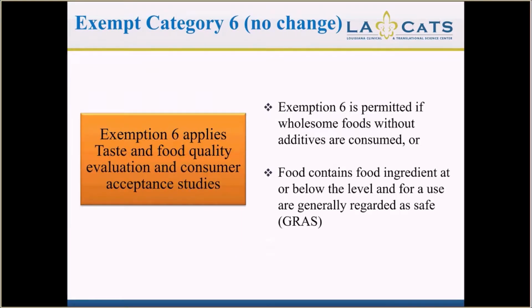Exempt category 6, there's really no change with this category. Category 6 involves taste and food quality studies. It is permitted with wholesome foods without additives when they're consumed, foods that contain food ingredients below the level that is used for generally regarded as safe, so GRAS materials that might not be considered a food, or a food combined with other materials that would label that product GRAS.